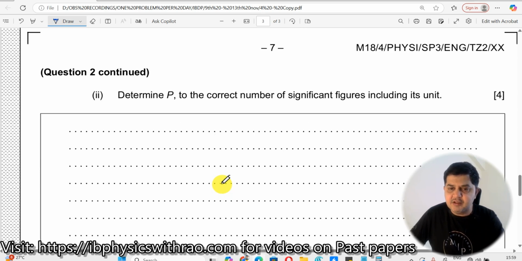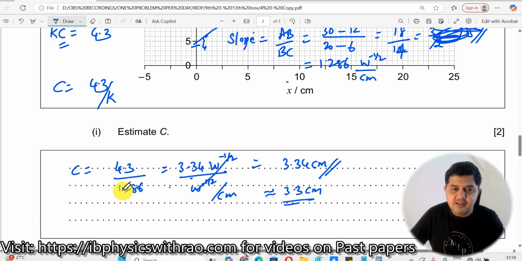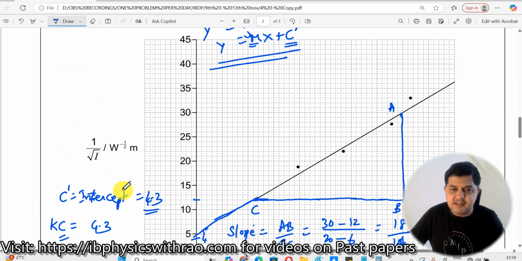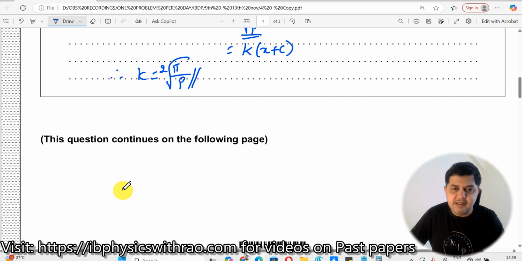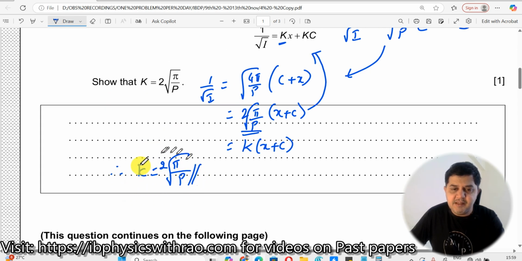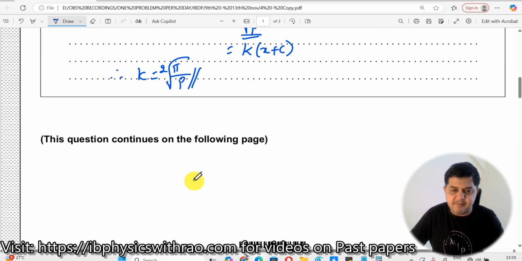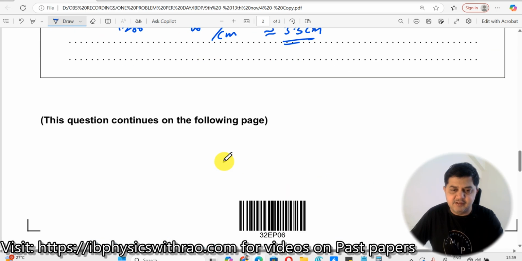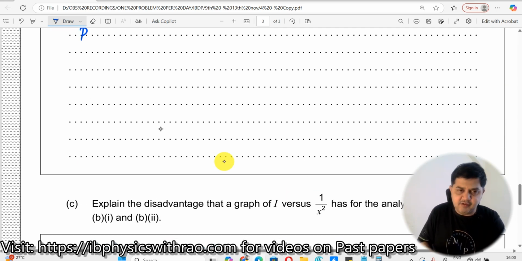Determine the P to the correct number of significant figures including its units. 4 marks. How do I get the value of P? What is the expression? We have got the value of K, we have got the value of C. Where is P here? P is here. Let me write down that equation. K is equal to 2 into root of pi by P. From here I can get the value of P.